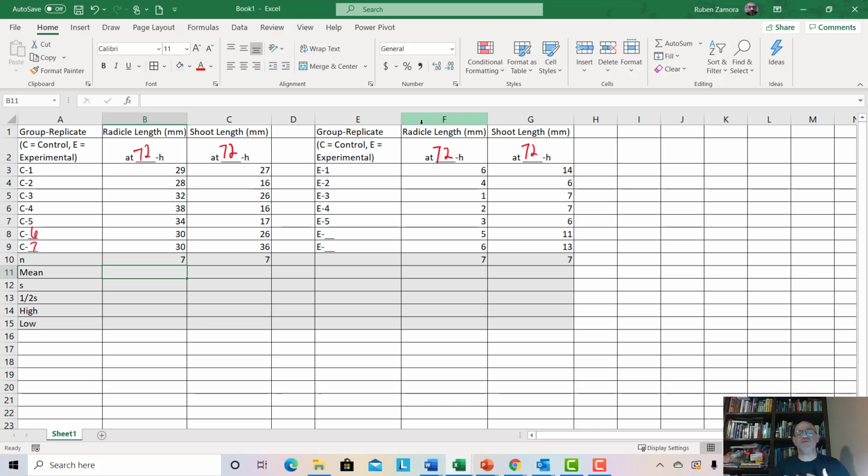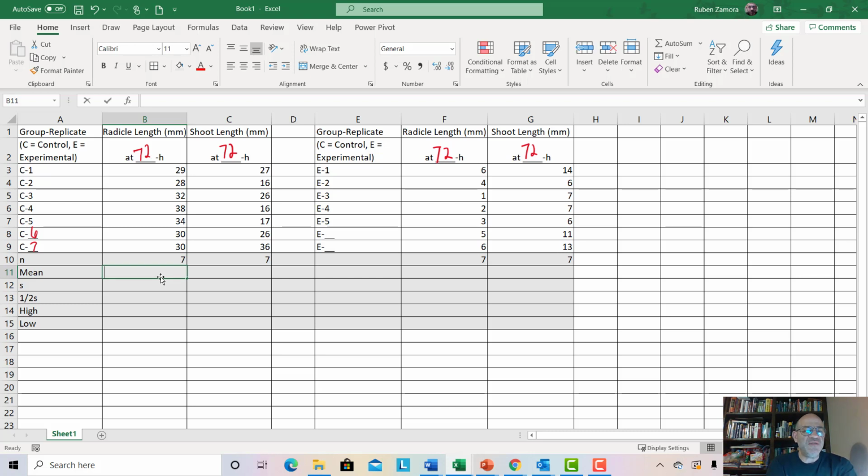So it's 72 hours. So when you write down your methods, you say you're going to let the seeds grow, germinate for 72 hours before you do this measurement. You tell me, the reader, who wants to know how you did your experiment, how to do this. Okay. So now we're going to go ahead and do the same thing, but for the mean.